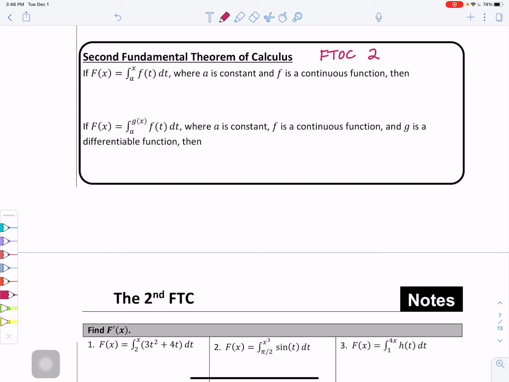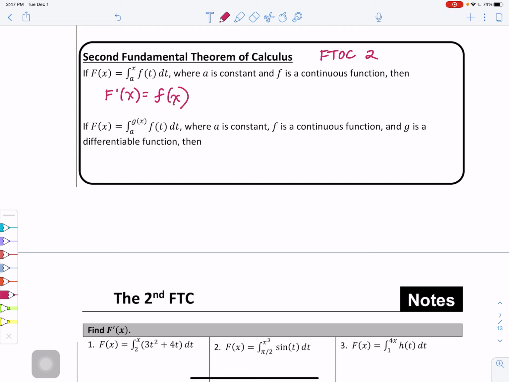And here we go. The second fundamental theorem of calculus says that if someone gives you a function and that function is equal to an integral. Now that's pretty powerful. Someone gives you a function and that function is an integral. The derivative of that function that was given to you as an integral is just equal to f of x.